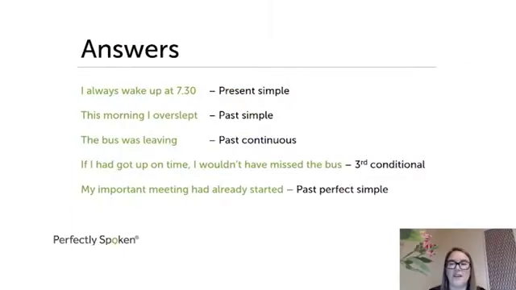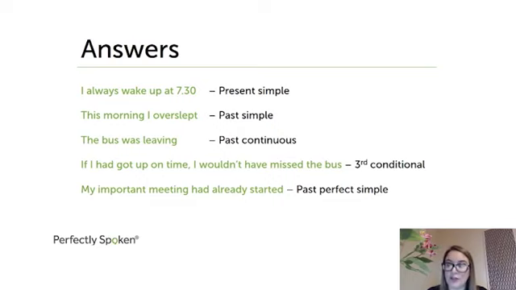Okay, how did you do then? Let's have a look. Okay, I always wake up at 7:30 is present simple. Wake up, present tense, present simple tense. But this morning I overslept. Here we have past simple of the verb to oversleep. Remember, sleep is irregular. Sleep, slept, slept. The bus was leaving, past continuous.